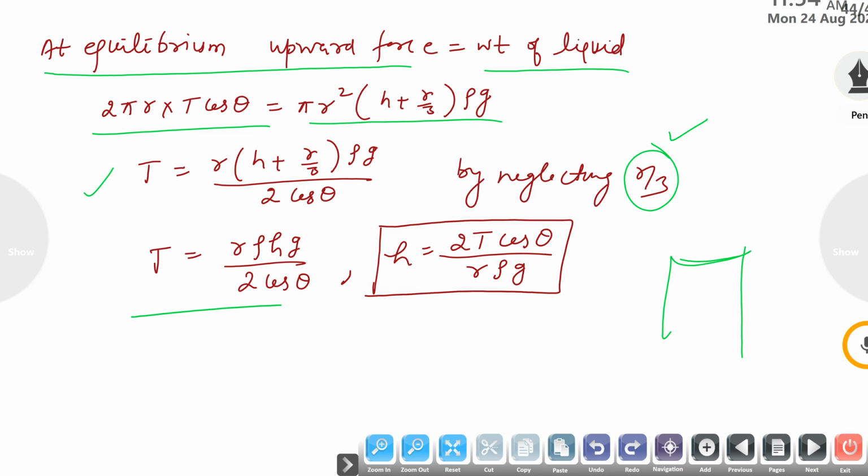So by neglecting this, I get tension is equal to r rho h g divided by 2 cos theta, and from here I can simply calculate the height of the liquid raised inside the tube. It is given by h equals 2T cos theta divided by r rho g.